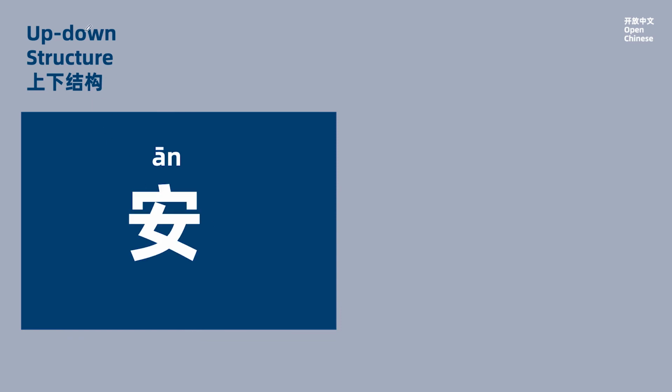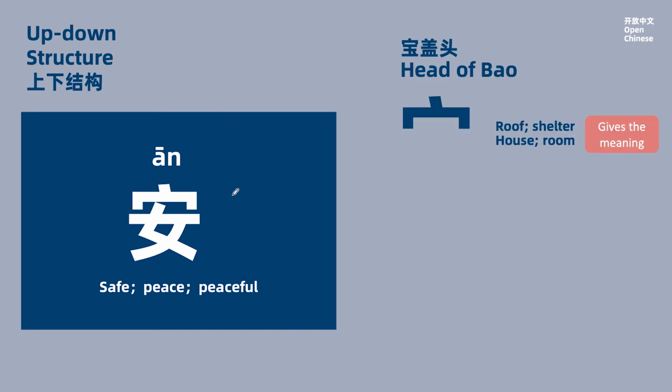See more examples of up and down structure. An, meaning safe, peace, or peaceful. It is also an up and down structure. It has the upper part, 宝盖头. Why is it so difficult? Because it's not a character. It is a part of a character, and we usually call it 宝盖头. It means the head of this character, 宝. This part, 宝盖头, is actually a pictographic demonstration of roof.